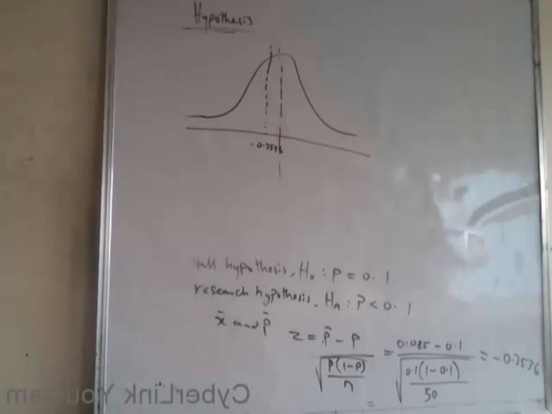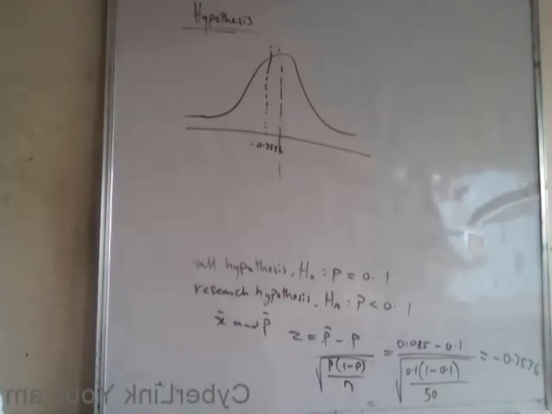If the data disagrees sufficiently, based on what? Based on the level of significance. So how we know that this data disagrees is based on our level of significance, which is alpha equal to 0.02.